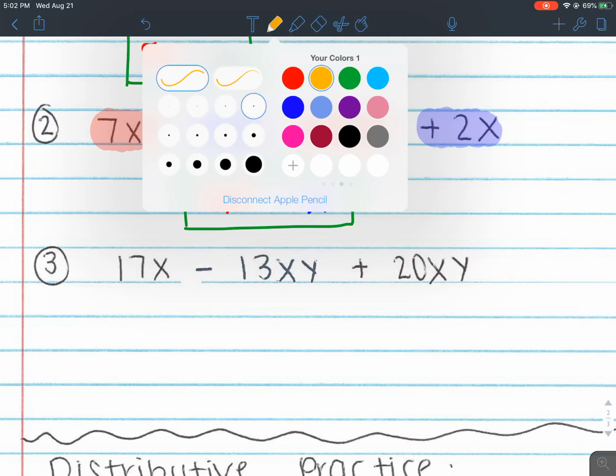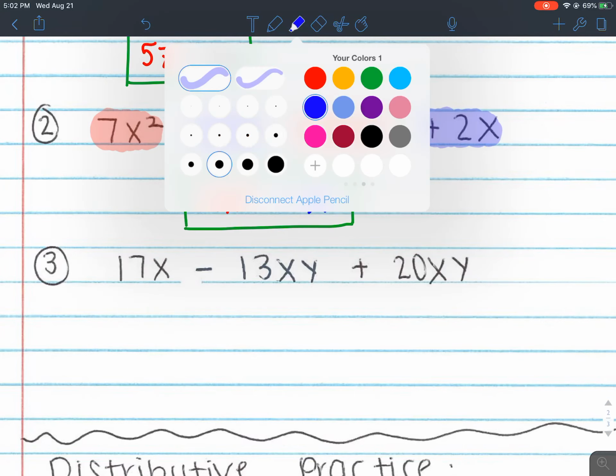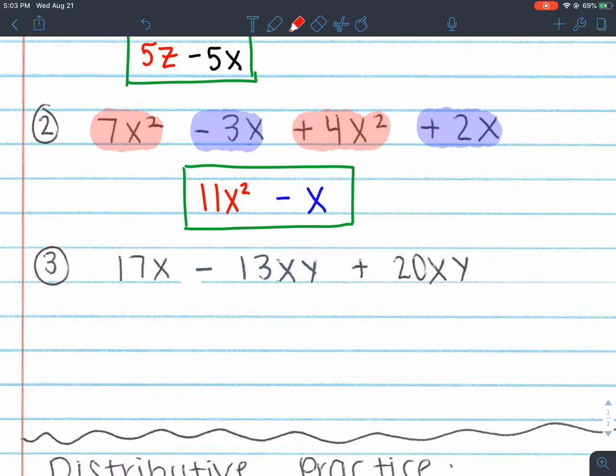Next one. Let's see if I have any like terms. 17x minus 13xy plus 20xy. Any like terms here?